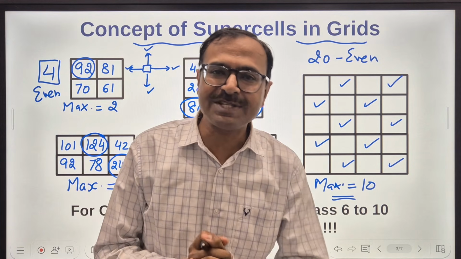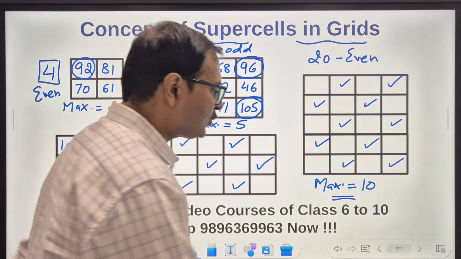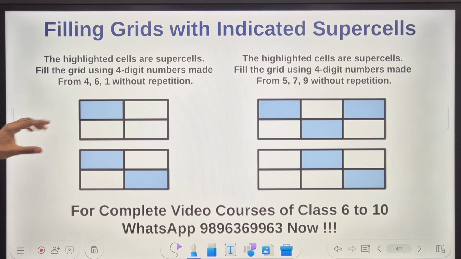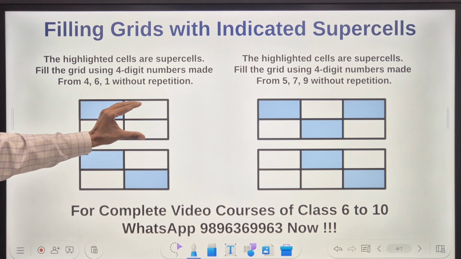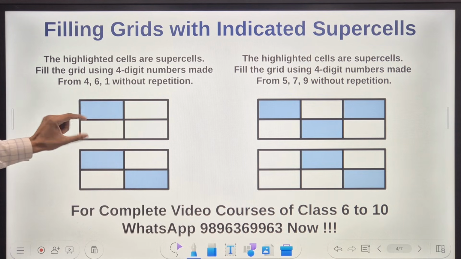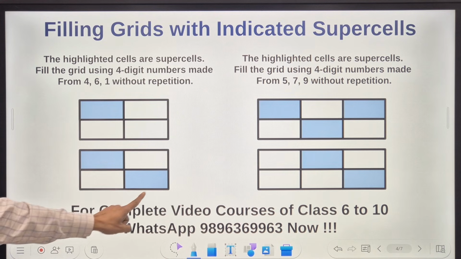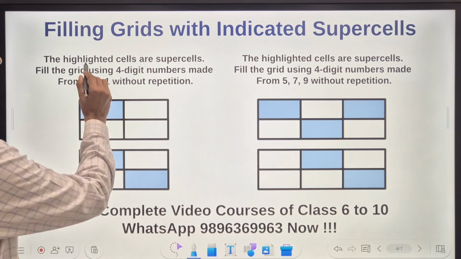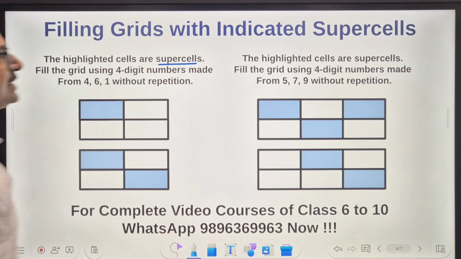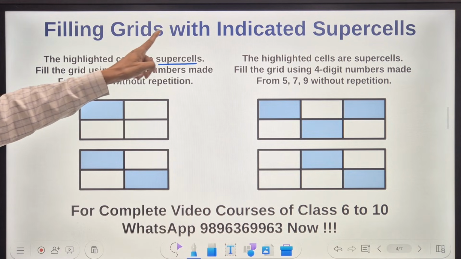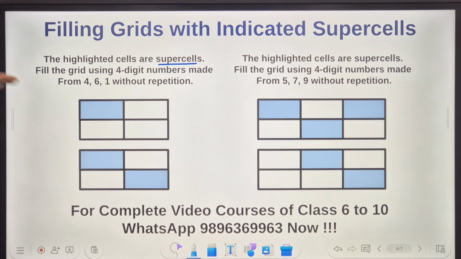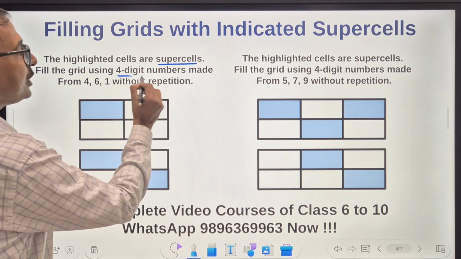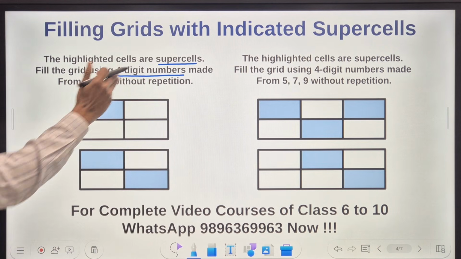Now what will the questions be like? If you see the NCERT book, the questions are like this. Some of the blocks in a given grid will be highlighted. Like see, we have some highlighted or colored blocks here. Now they are the ones which are supercells. The highlighted cells are supercells. Now we want to fill this grid with 4-digit numbers. Now this is a question.